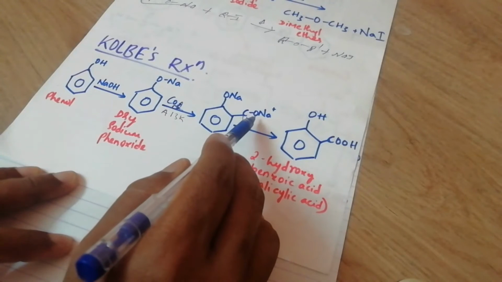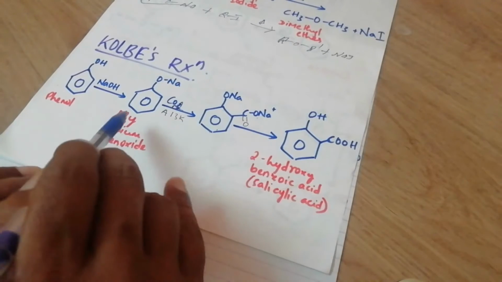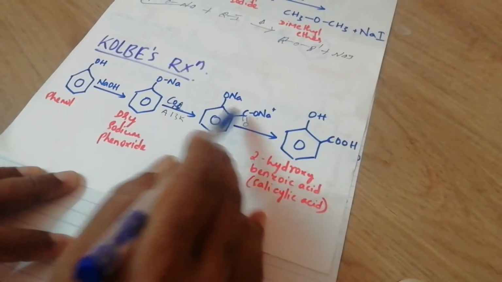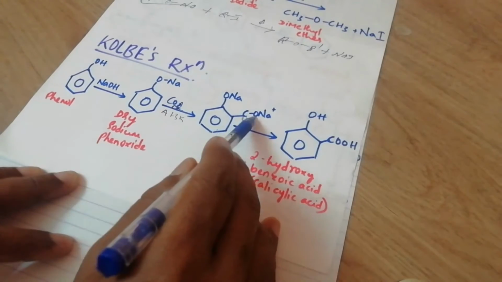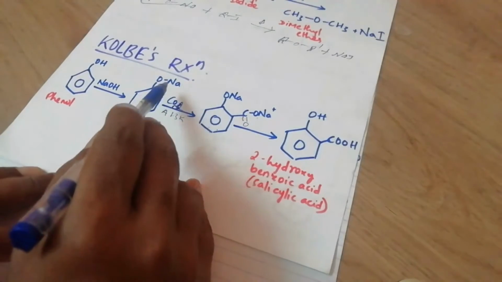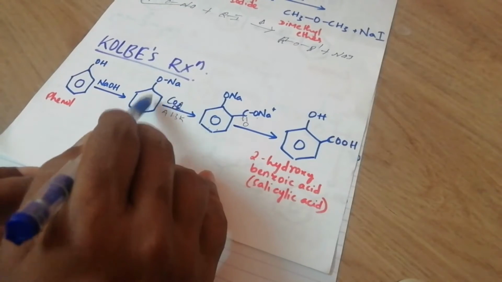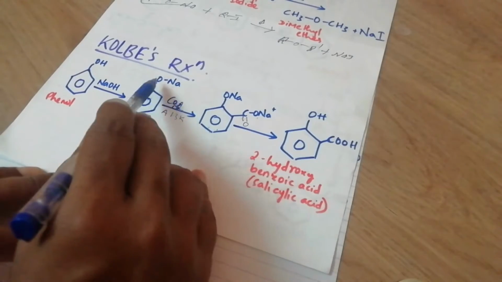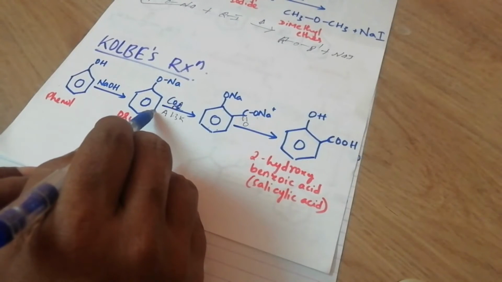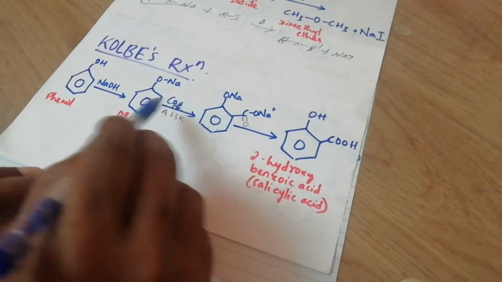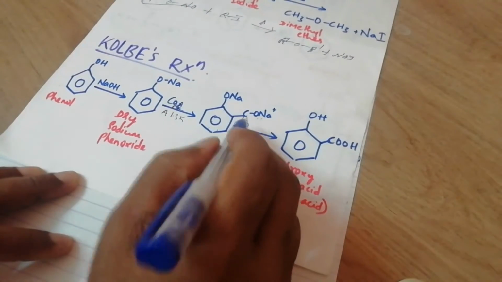It is converted into the sodium salt of salicylate. By adding CO2, first you get sodium phenyl carbonate. Then rearrangement takes place. After rearrangement, here OH comes, and here is the COONa. And final treatment with what?